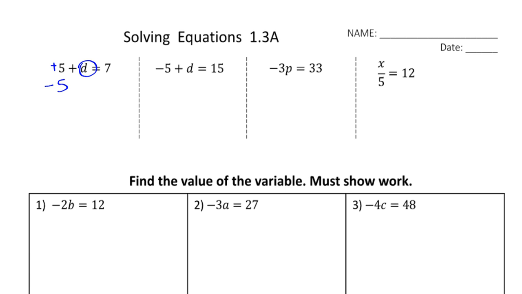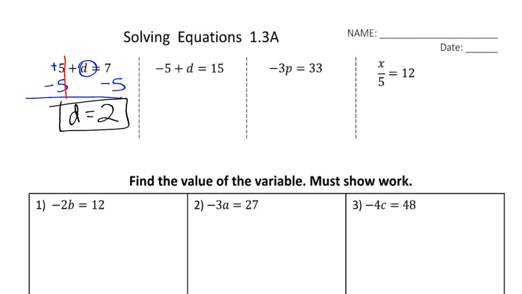Okay? And because this is algebra, and because everything needs to stay balanced the way they should be, if we subtract 5 from one side of the equation, we have to subtract 5 from the other side. Okay? So positive 5 minus 5 is going to cancel out, and then we just bring everything else down. So we're going to have d equals, and then 7 minus 5 is 2.